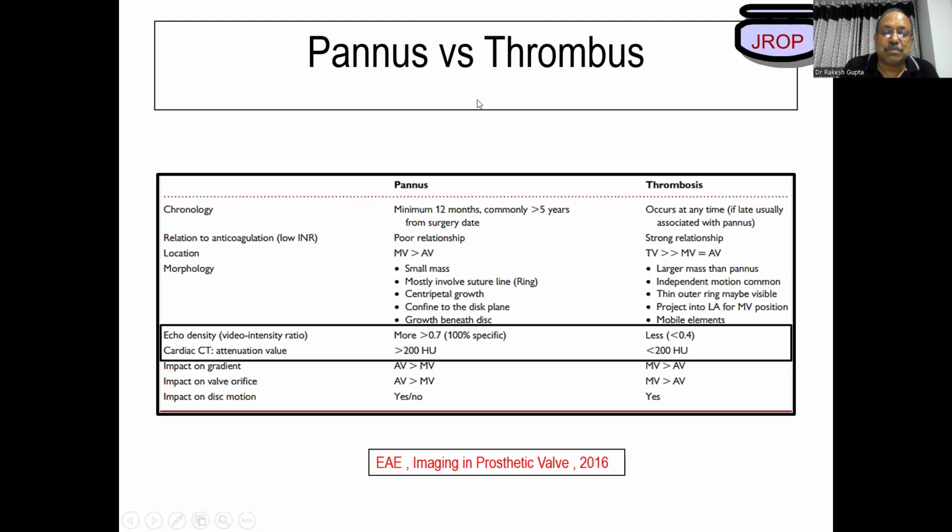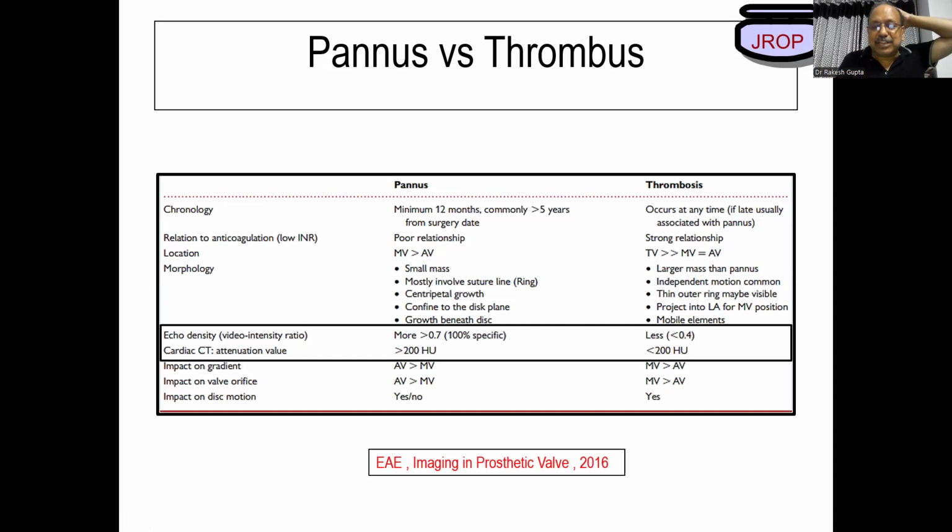Another example of abnormalities. And this is the most important thing you should remember in your life. We are handicapped whenever we talk of differentiating between pannus and thrombus. Surprisingly, what comes in handy is cardiac CT. We look at the attenuation value of thrombus versus pannus. The attenuation value of thrombus is more than 200 Hounsfield units versus less than 200 Hounsfield units for pannus. So in case of doubt, when you can't tell thrombus from pannus, always go ahead and get a cardiac CT done.